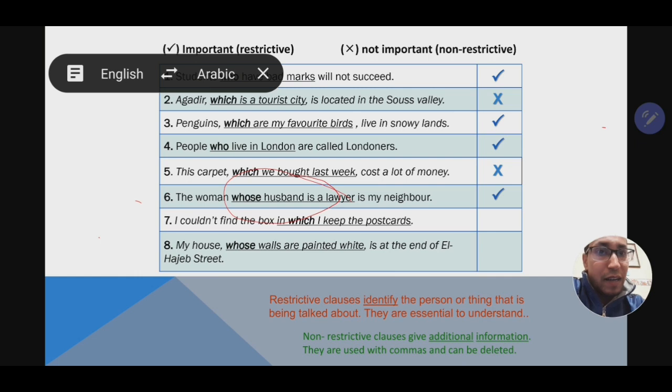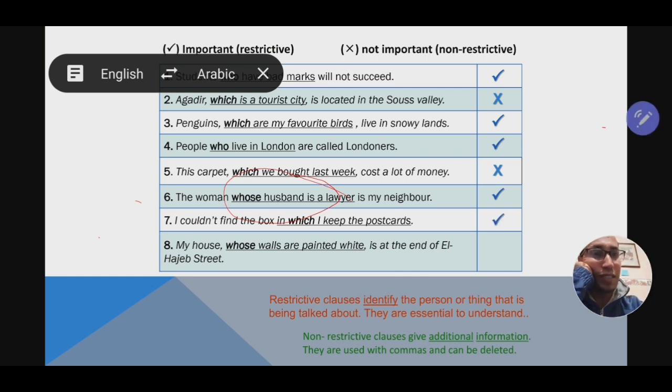Next, I couldn't find a box in which I keep my postcards. واش يمكن لينا نقولوا I couldn't find a box ونحبسو؟ غتقول لي which box. Donc the box in which I keep my postcards, هذيك in which I put my postcards, is very important.